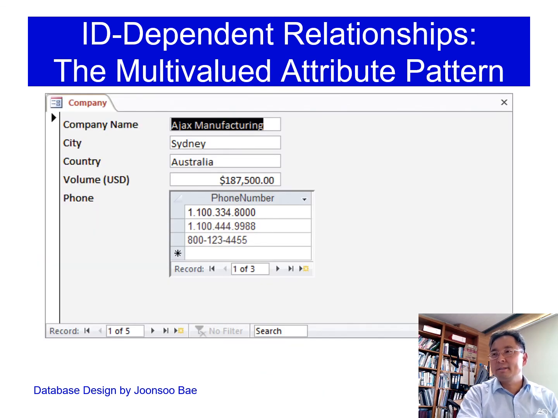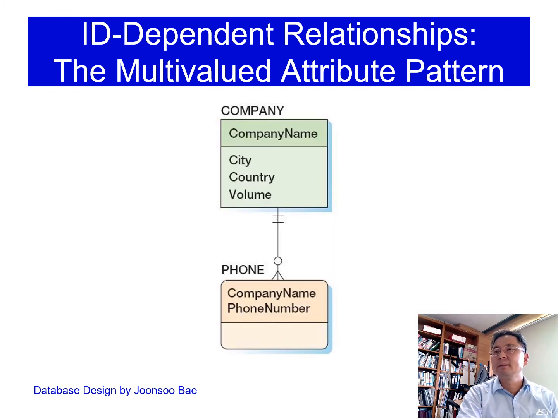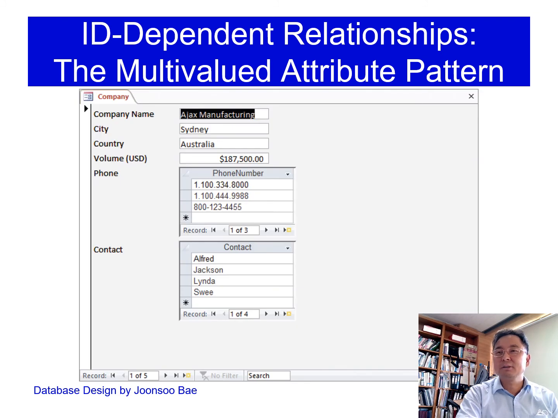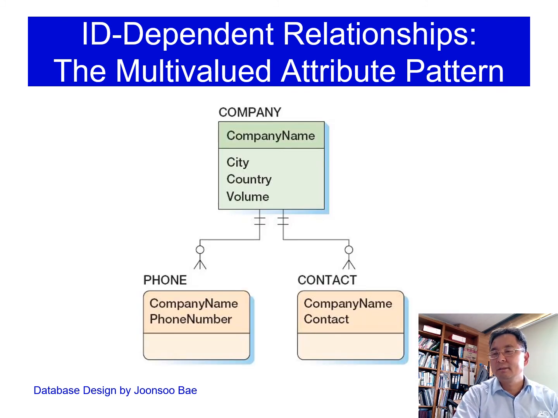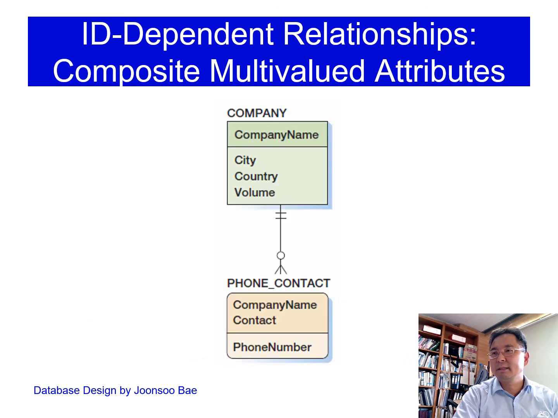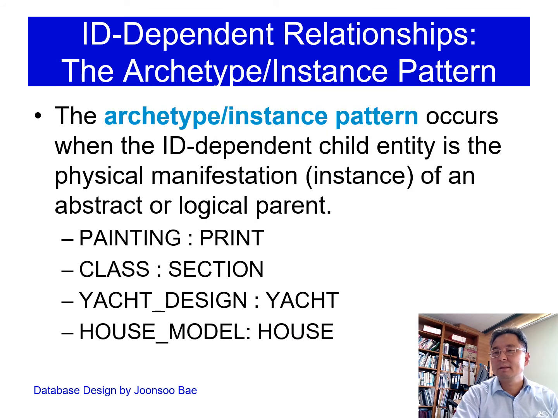Okay, and I will skip this multi-valued attribute pattern here. This is one example, so you can learn it or skip it. The composite multi-value attribute can be skipped. The other one is the ID dependent relationship pattern, archetype and instance. Archetype is template and instance patterns. So this was learned at the ID dependent entity.